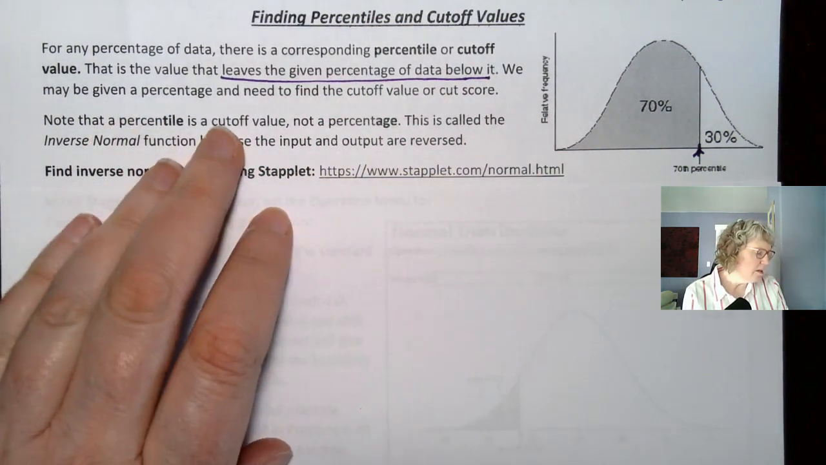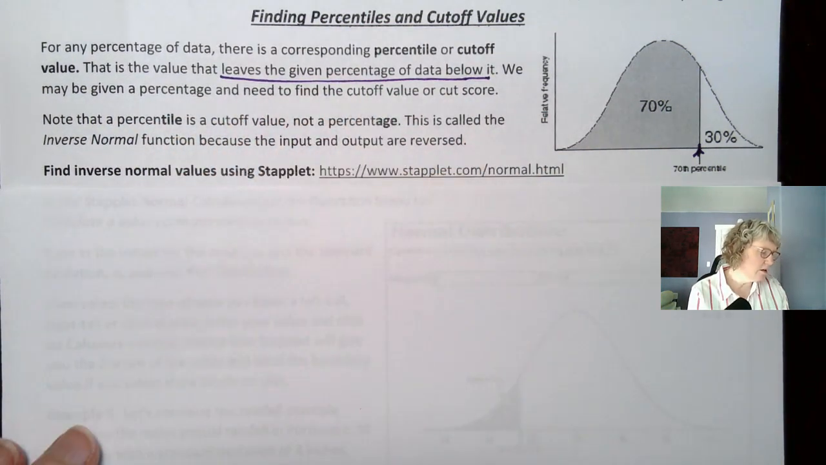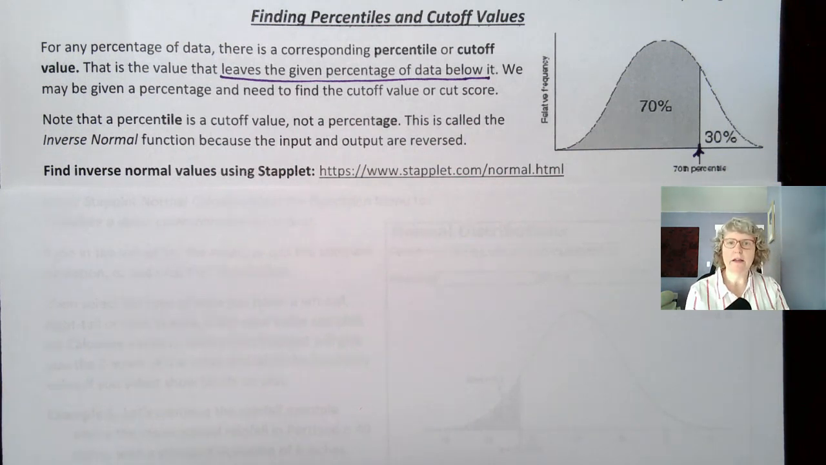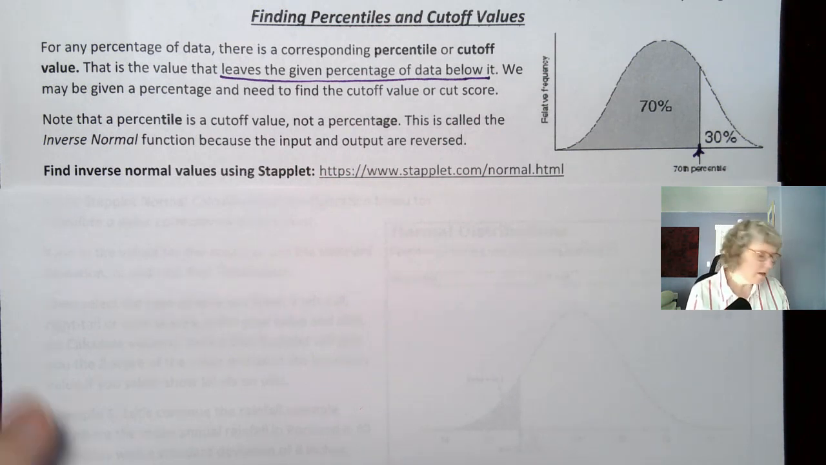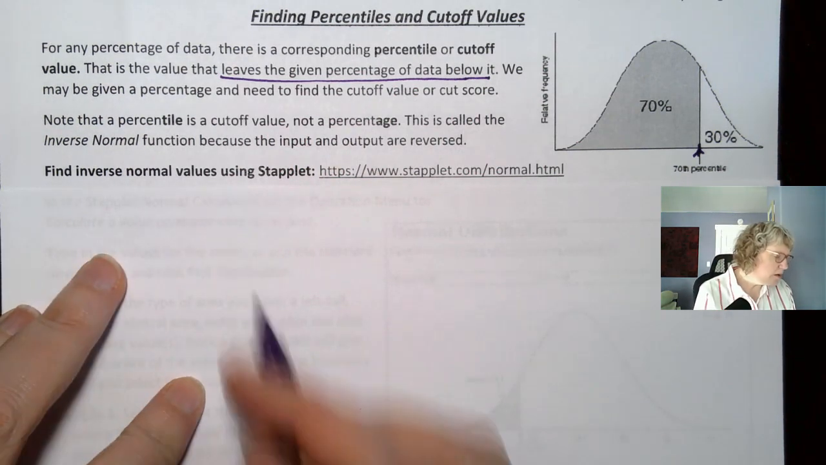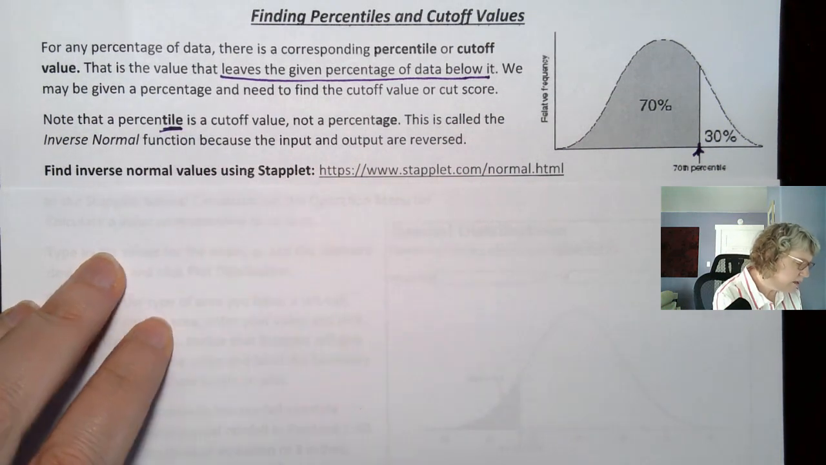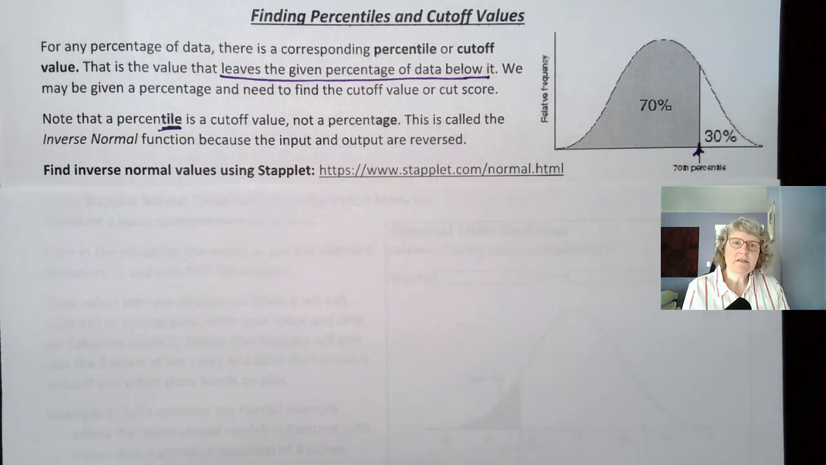We may be given a percentage and need to find the cutoff value or cut score as well. Like, what's the cutoff for the top 10%? Or what's the cutoff for the top 40%? Anything like that. Notice that a percentile, when we use that ending, is a value. It's not a percentage, but it has a percentage in it.